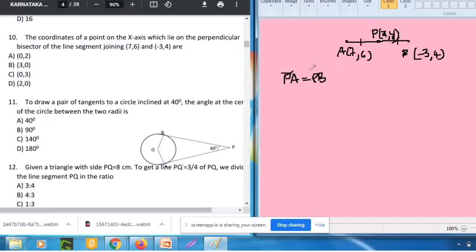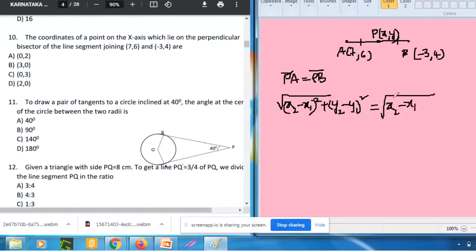So we will use the distance formula. We all know the distance formula between 2 points is the square root of (x2 minus x1) whole square plus (y2 minus y1) whole square, which is also equal to PB. So distance formula for PB. For PB it will be x1 y1 x2 y2. For PA it will be x1 y1 x2 y2.